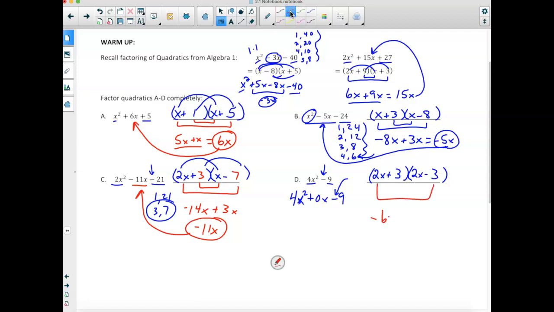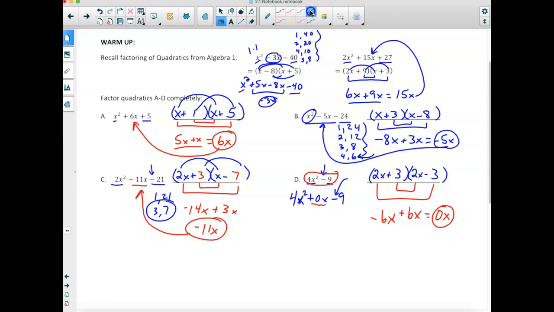That gives me a negative 6x. That gives me a positive 6x. That's a really poor x, I'm sorry. And that gives me a 0x. That's why there's no middle term right there. It's just really a pretty big waste of time to write that, okay?